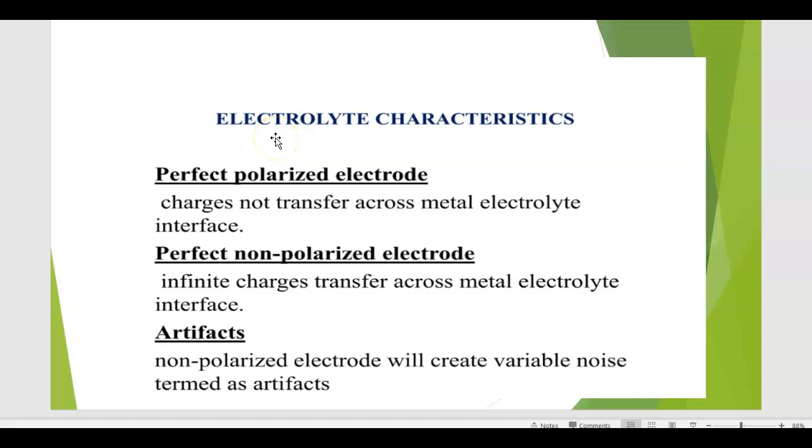Electrode characteristics. The first one is the perfect polarized electrode, the second one is the perfect non-polarized electrode, and the third one is artifacts. What is a perfect polarized electrode? The charges are not transferred across the metal electrolyte interface. That is known as the perfect polarized electrode. In a perfect non-polarized electrode, infinite charges will transfer. Artifacts means a non-polarized electrode will create variable noise, which is termed the artifacts.